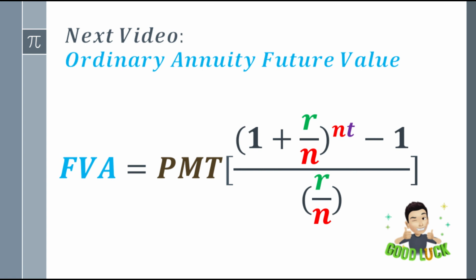Our next video will be about ordinary annuity future value. So we have the formula, future value of annuity is equal to payment times the quantity, fraction. In the numerator, that will be the quantity 1 plus r over n to the nt, n times t. Then, we subtract 1. Then in the denominator, that is simply r over n.